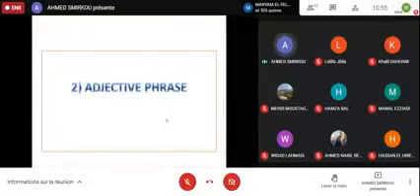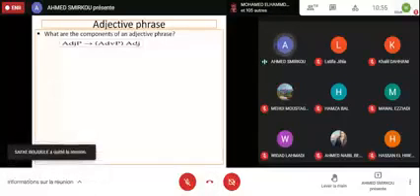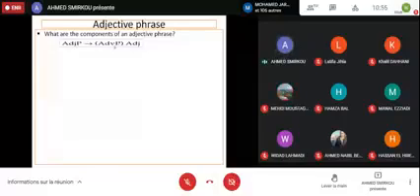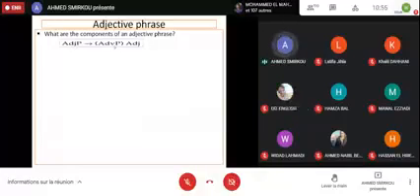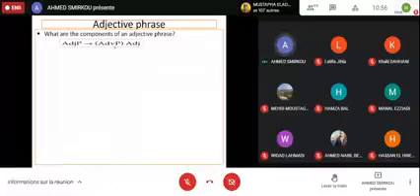Now, adjective phrase, the components of an adjective phrase. In the adjective phrase, we may have only the adjective or the adjective pre-modified by an adverb phrase. So please remember, if we have an adverb and an adjective, it is an adjective phrase, not an adverb phrase. This is a common mistake. When you have an adverb plus an adjective, it's an adjective phrase. So the adjective phrase is always pre-modified by an adverb.